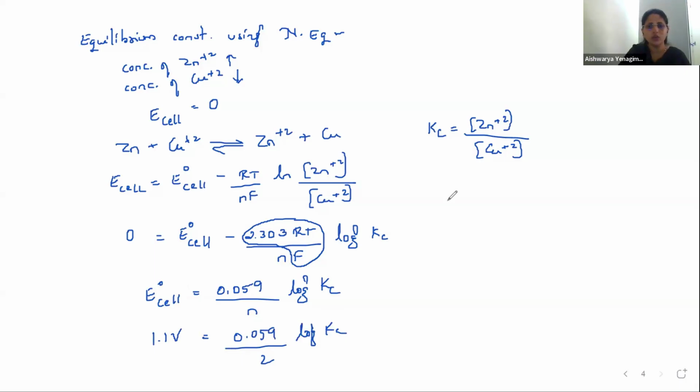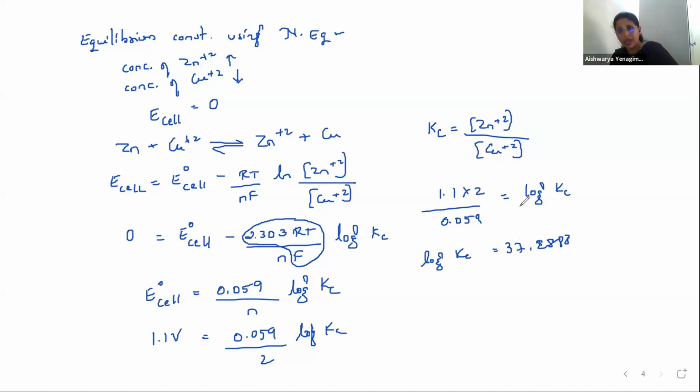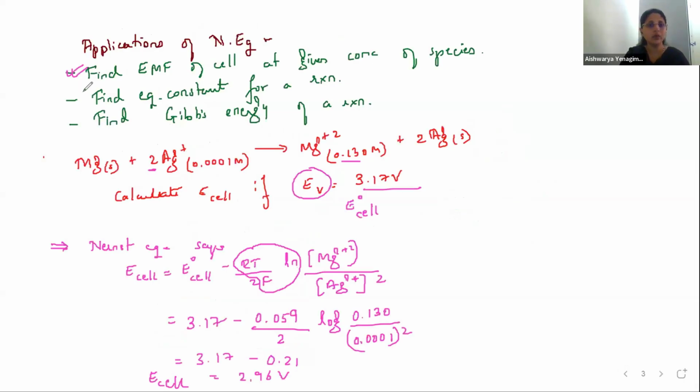Solve it out. 1.1 into 2 by 0.059 is equal to log Kc. Solve this and you will get the answer. Log Kc is equal to 37.288. Again, I'm saying I'll not go into deep calculations; the calculation part you're going to do on your own. So the second one, finding the equilibrium constant of a reaction, is also done.